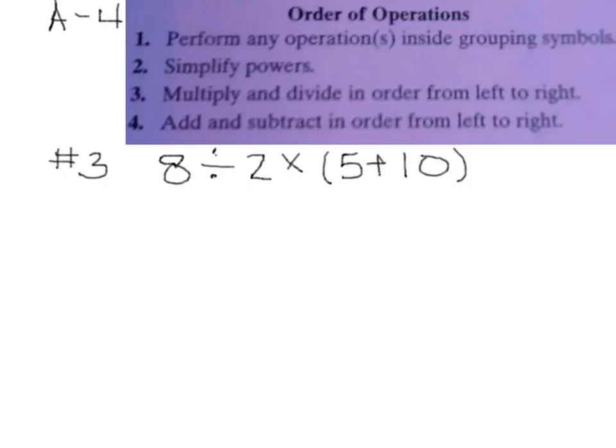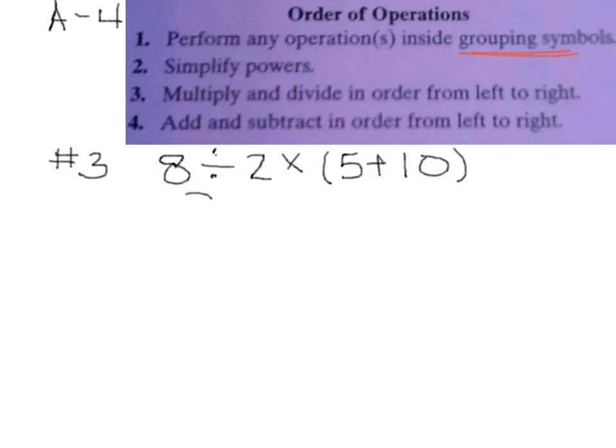Alright guys, this is assignment number 4, and I'm gonna do problem number 3, which says 8 divided by 2 times the quantity 5 plus 10. So the first thing I'm gonna do is go through my order of operations, and as I look at my order of operations here, I see that I do in fact on this problem have grouping symbols. So I'm gonna do what's inside those grouping symbols first. So let's go ahead and do that.